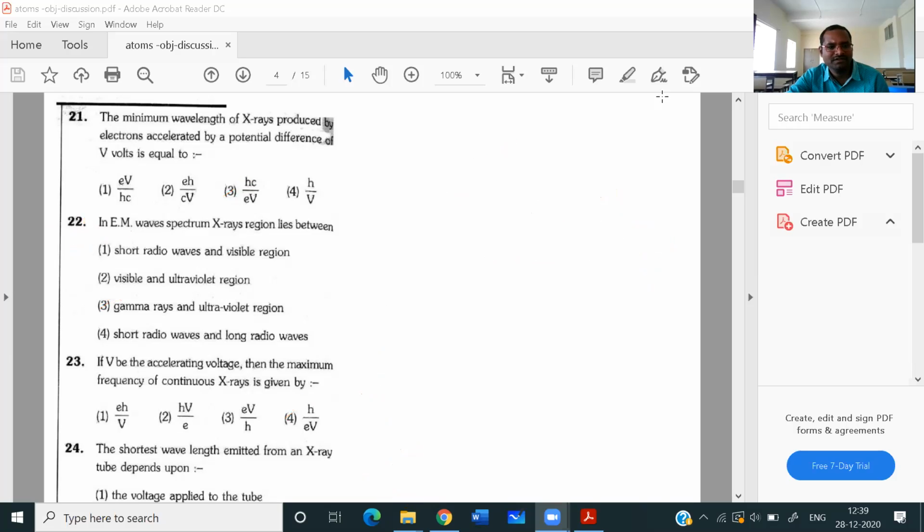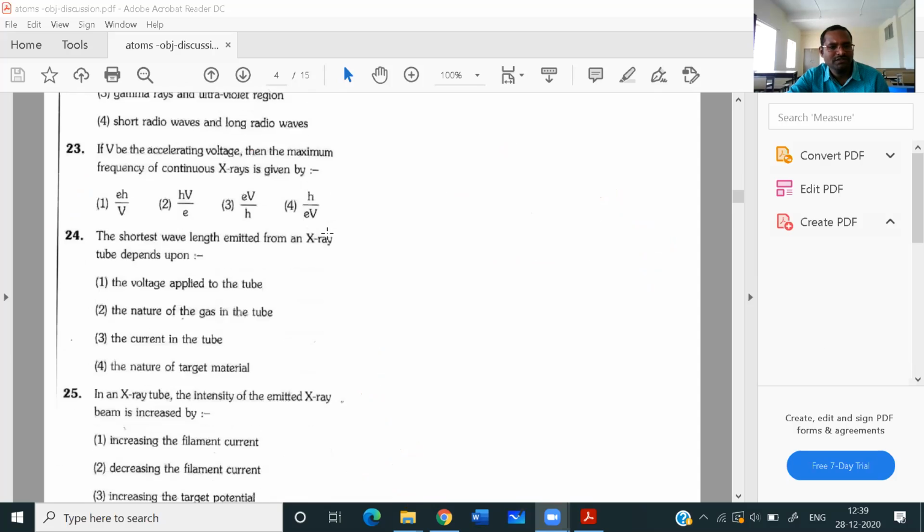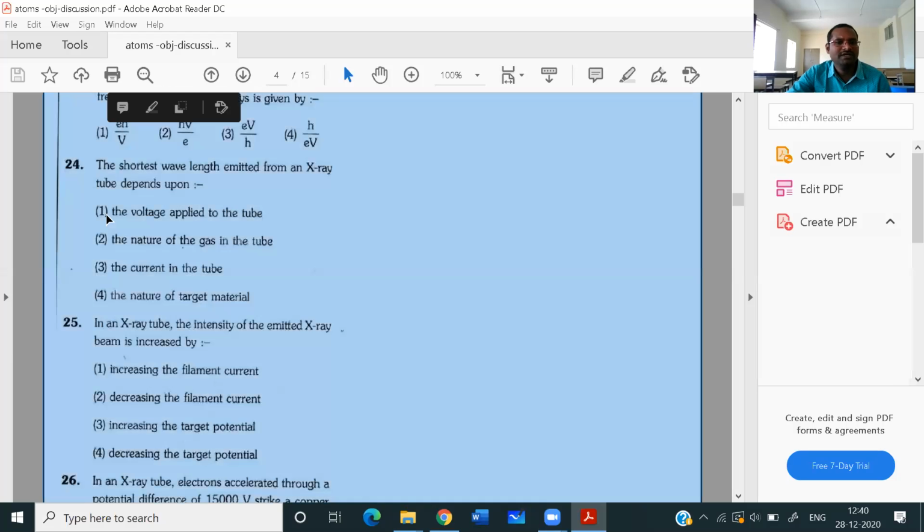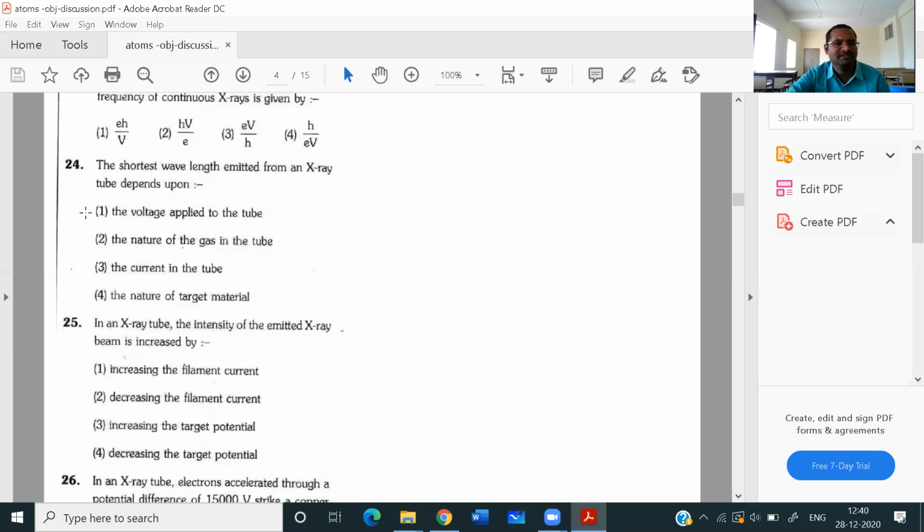Okay. Next, question number 24. See what they have given. The shortest wavelength emitted from an X-ray tube depends upon voltage applied to the tube, nature of the gas in the tube, current in the tube, nature of the target material. Yes, voltage applied to the tube. Option 1 is the right answer. Just now I have given the formula, wavelength lambda is equal to hc by eV. This wavelength depends upon the voltage applied.